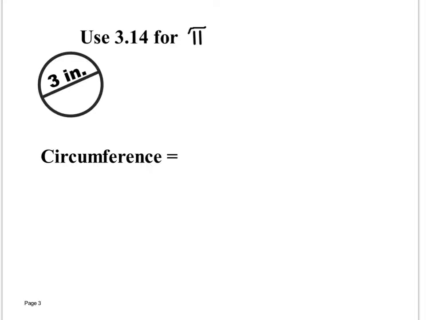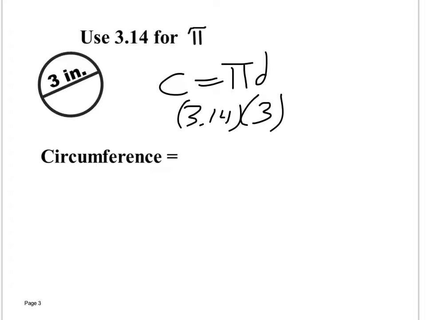So we need to find the circumference. Circumference is pi d. Pi times diameter. So I replace pi with 3.14. And I replace the diameter with 3, because that's the diameter of the circle. 3 times 3.14 gives me 9.42, which you'll say round to the nearest tenth, so 9.4 inches. This is a one-dimensional length. Hey, it's linear, so it's just inches. It's not inches squared. Any questions?